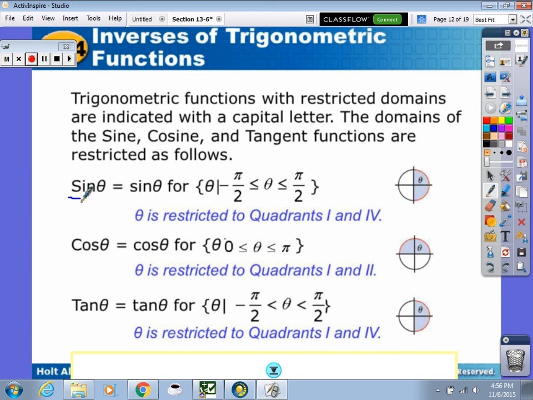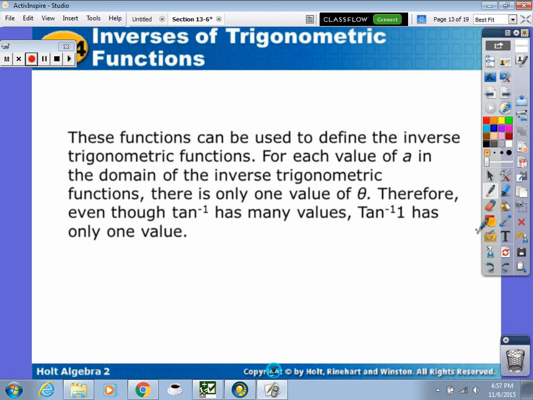Each of these are capitalized, indicating we're talking about a restricted domain. And because of that restricted domain, we now have functions. These functions can be used to identify the inverse trigonometric functions. Each value of a in this domain has only one value of theta. Therefore, even though inverse tan has many values, capital inverse tan of 1 has only one value.